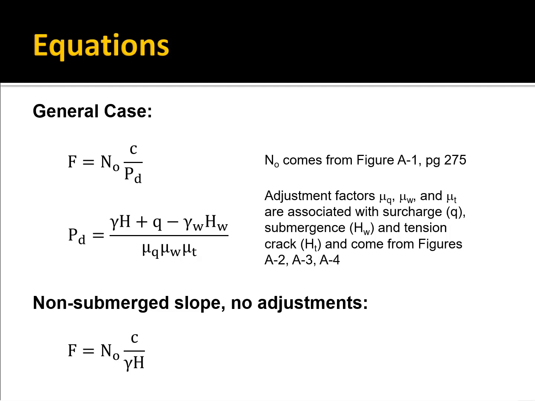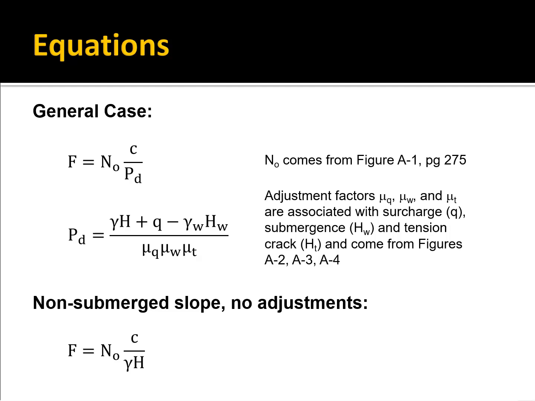And so this is the equation that we use with these, and this term N naught comes from, we scale that off one of the charts, which I'll show you in a second. And then there's a C over P_D term. C is the undrained cohesion. Again, we're dealing with the phi=0 case. P sub D is this factor here. It's equal to gamma h, where h is the height of the slope, so this is kind of the weight of the slope, plus q, the surcharge at the top, minus gamma water h_w, the height of the water from submergence. And then we have these three adjustment terms on the bottom, mu_q, mu_w, and mu_t, which are adjustments associated with the surcharge, submergence, and the tension crack, and they come from another set of figures in the appendix.